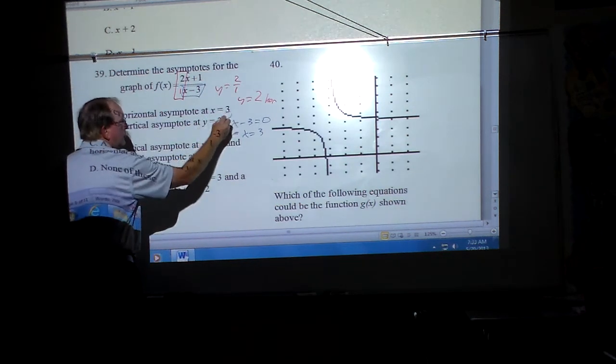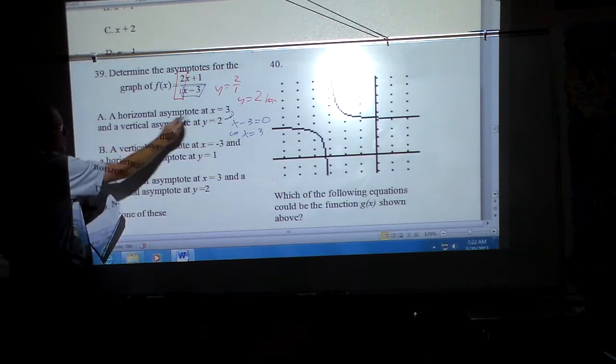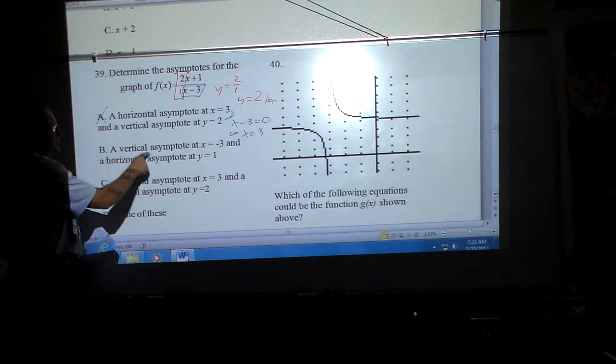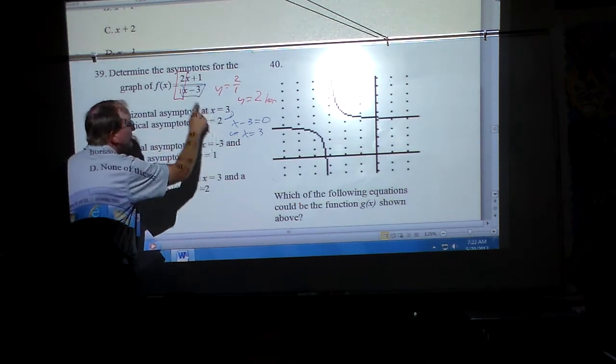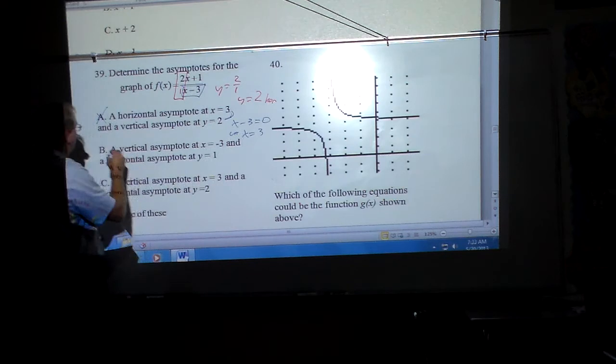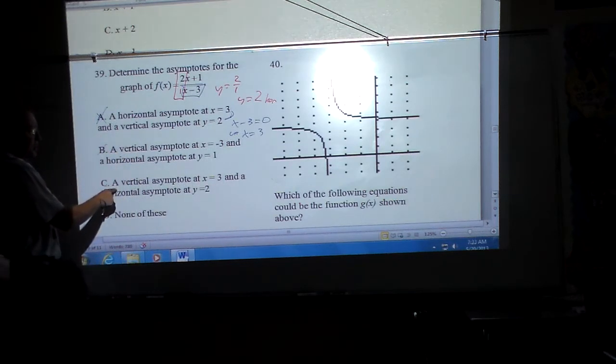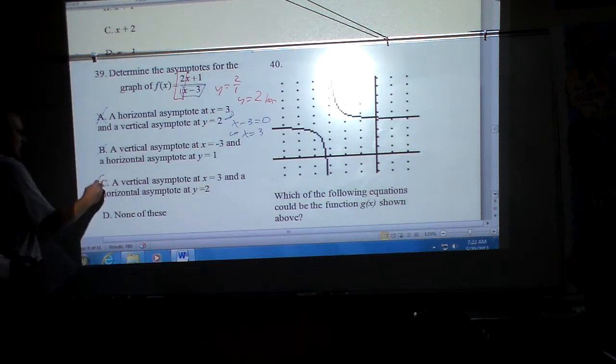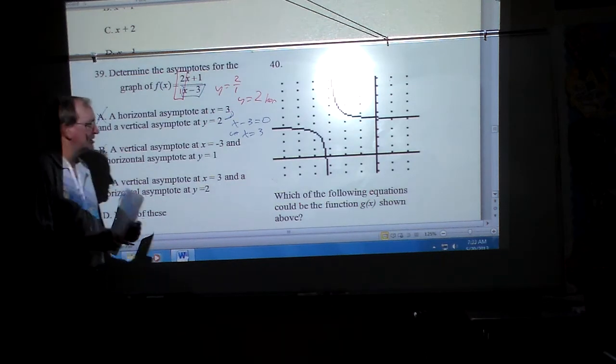Now here's the right numbers, but notice it says horizontal at x equals 3. That's not right. A vertical asymptote at x equals negative 3? No, inside liars here. It's not B. A vertical asymptote at x equals 3? That's true. And a horizontal asymptote at y equals 2? Yes. The answer is C.